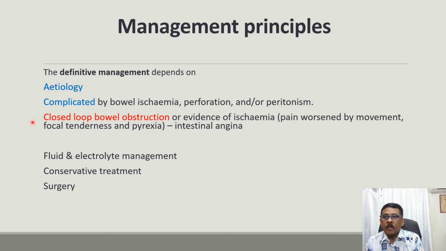Closed loop obstruction means there is evidence of ischemia. And this pain is worsened by movement, and then there may be fever and pain, especially aggravated by feeding. This is known as intestinal angina. So these are the three important things that you base the definitive management on.